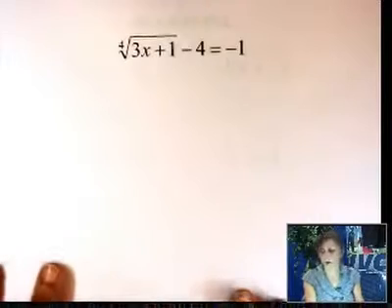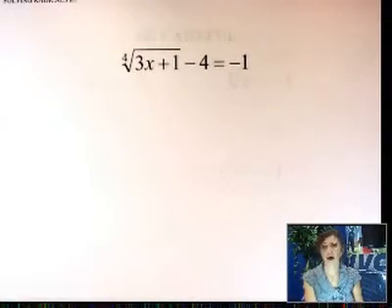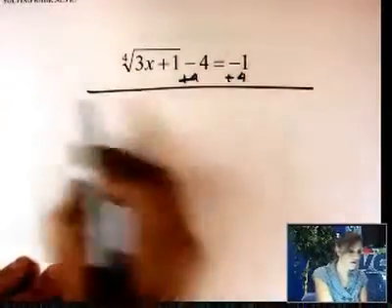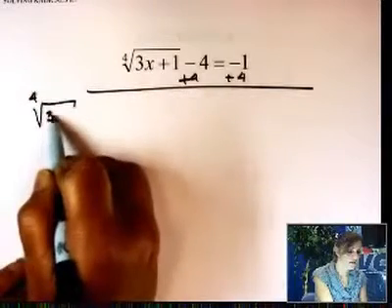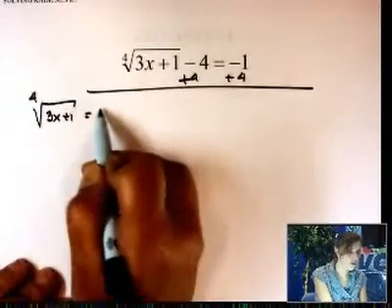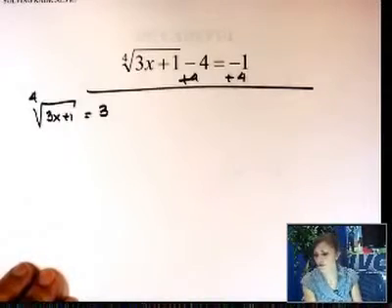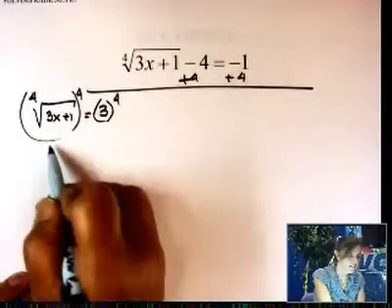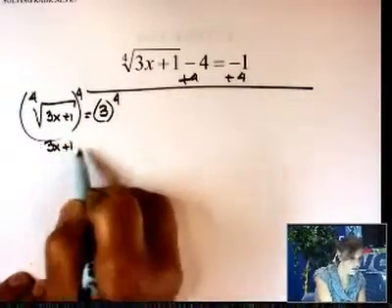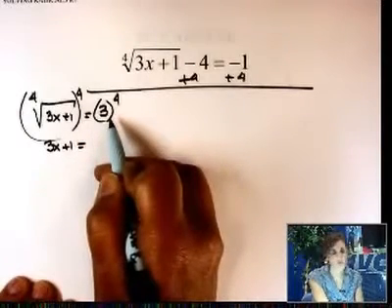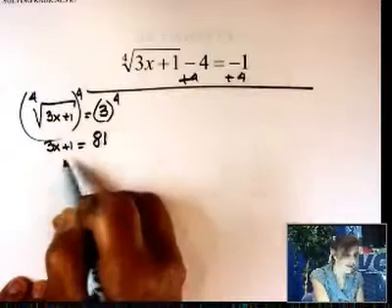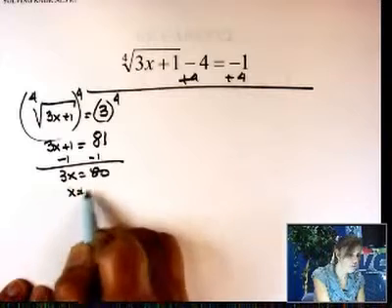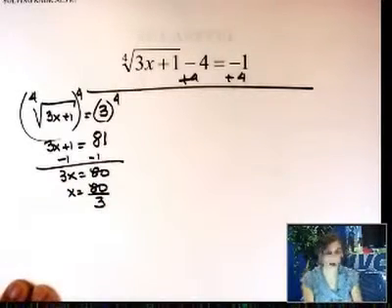Now, how do I do this problem? Remember, the first step was isolate the radical. Okay, at 4, you're going to have the 4th root of 3x plus 1 equals 3. And what are you supposed to do? Raise them to the 4th power. That will give me 3x plus 1 equals 3 to the 4th power, which is 81. Subtract 1. 3x equals 80. x equals 80 over 3. Are you done? No, you're not. Check.